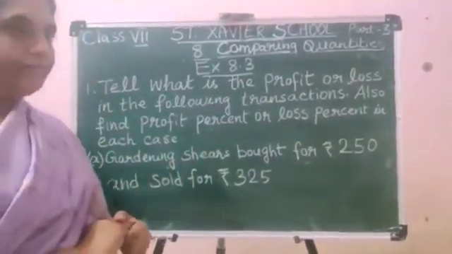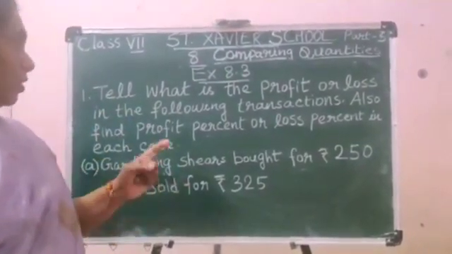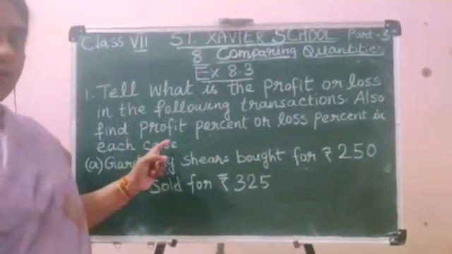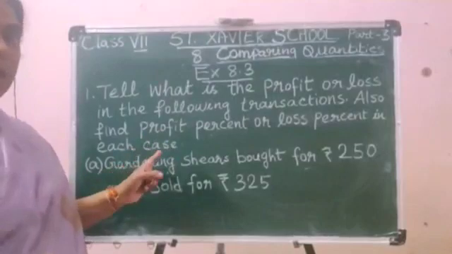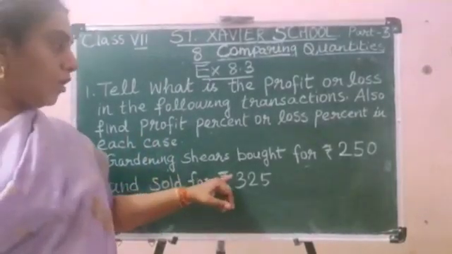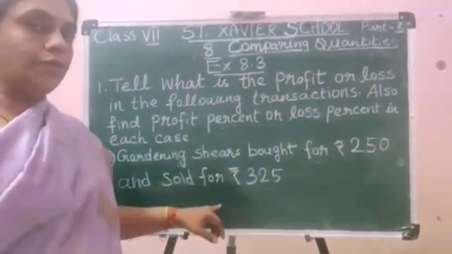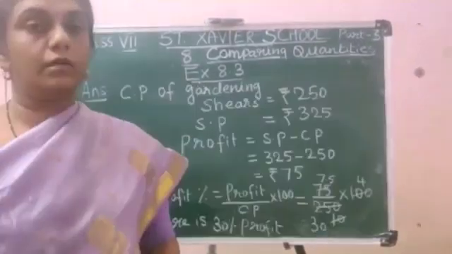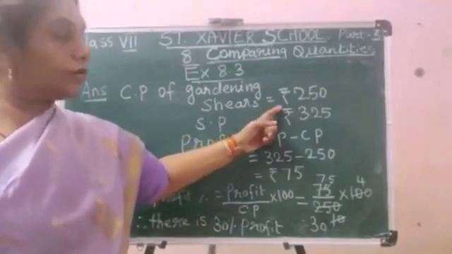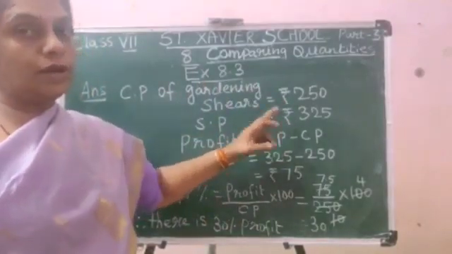Exercise 8.3. Question number 1. Tell what is the profit or loss in the following transactions. Also find the profit percent or the loss percent in each case. First one, A. Gardening shears bought for rupees 250 and sold for rupees 325. CP, the cost price of gardening shears, equals rupees 250. Selling price equals rupees 325.